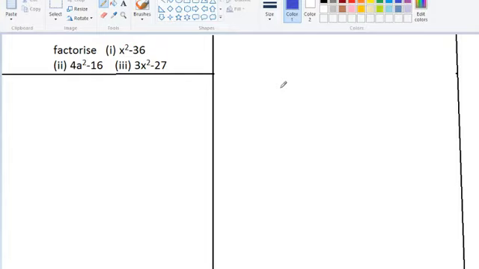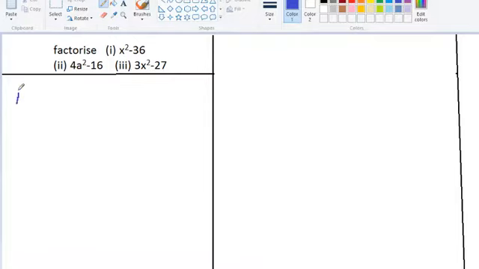Good day. We are asked to factorize x squared minus 36, 4a squared minus 16, and 3x squared minus 27. We are going to consider these as the difference of two squares.